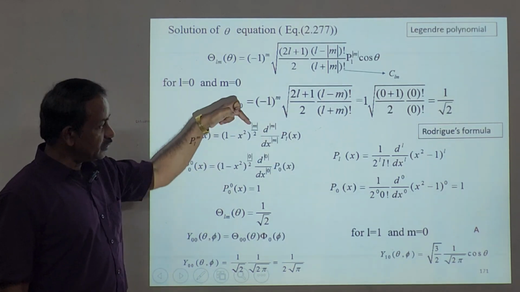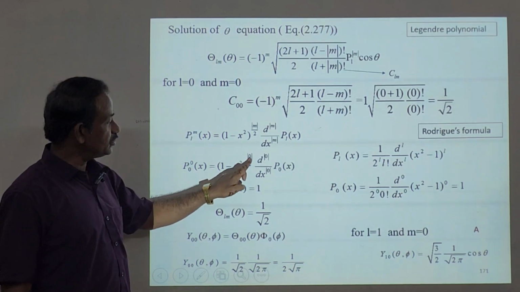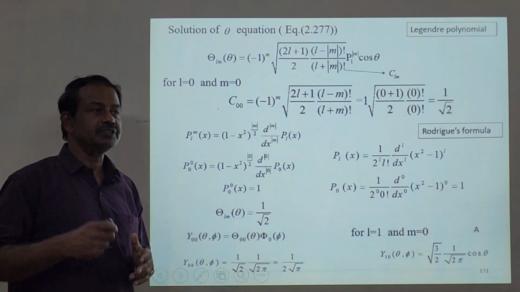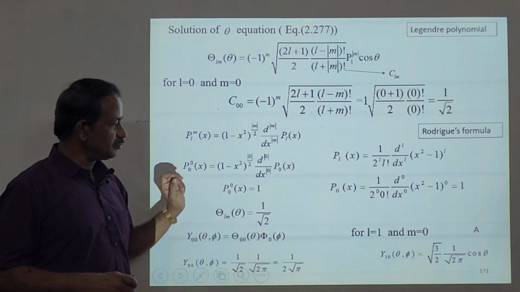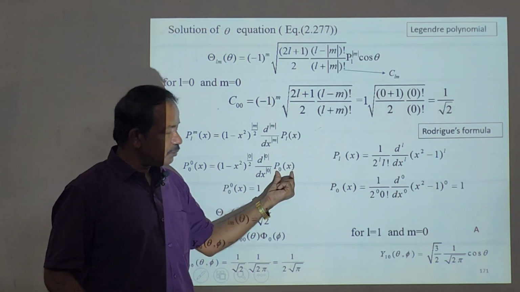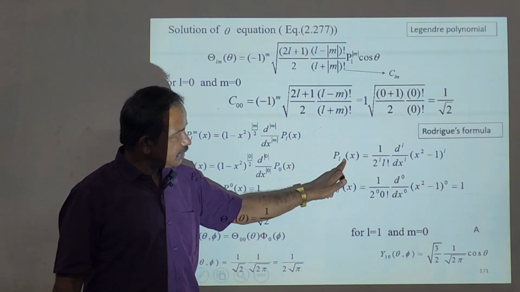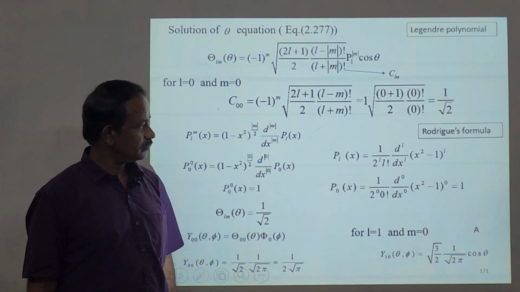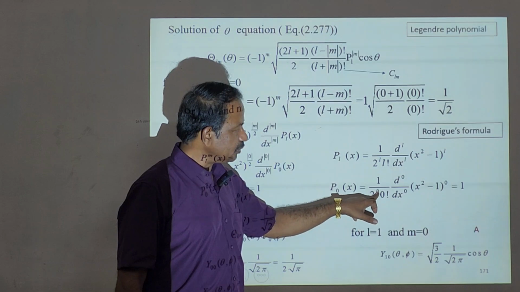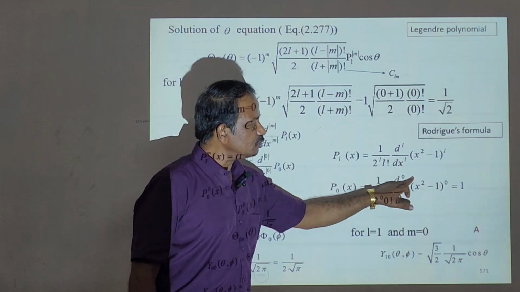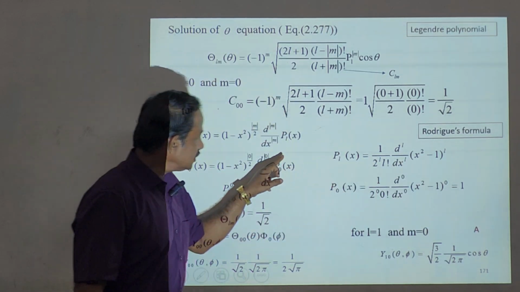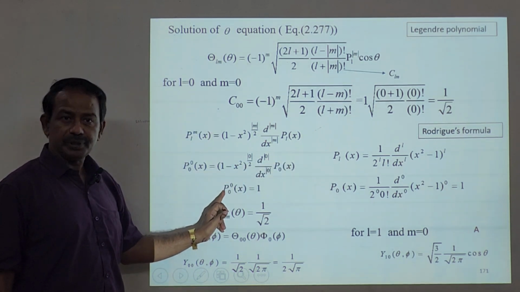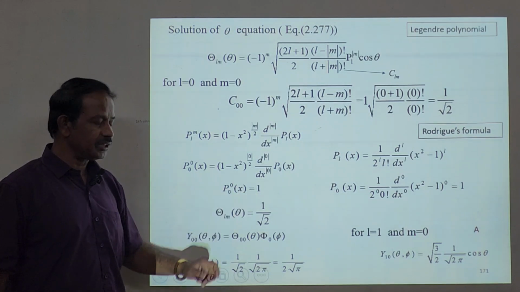Here, 1 minus x squared, instead of m you substitute 0, |0| by 2. So d to the power 0 divided by dx to the power 0. Anything to the power 0 is 1, so everything will become 1 here. Now we will go for P0 of x. P_L of x is given by this factor, correct? You substitute L equal to 0 here. So you have 1 divided by 2 to the power 0 times 0 factorial. Again anything to the power 0 is 1, so this answer will become 1. And totally P_0^0 of x will become 1.